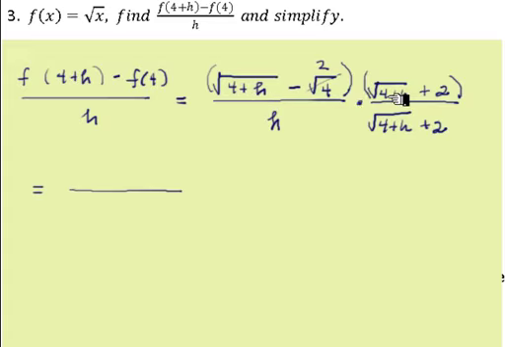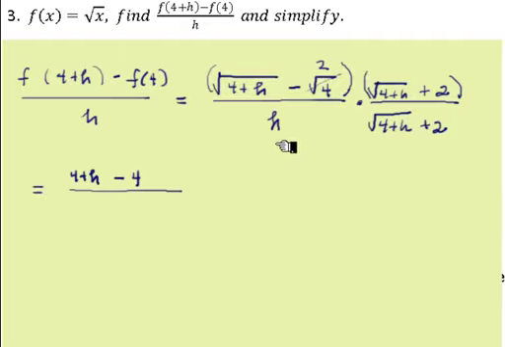Okay, first times first. This radical times this radical is 4 plus h. That's the product. The outer is 2 times radical 4 plus h, and the inner is minus 2 times radical 4 plus h. So those cancel out. That's why we're doing this type of multiplication. And then when we multiply last times last, we get minus 4. When we multiply conjugates of this type, the radical terms cancel out, and that's very often why we multiply by conjugates, to get the radical terms to cancel out.